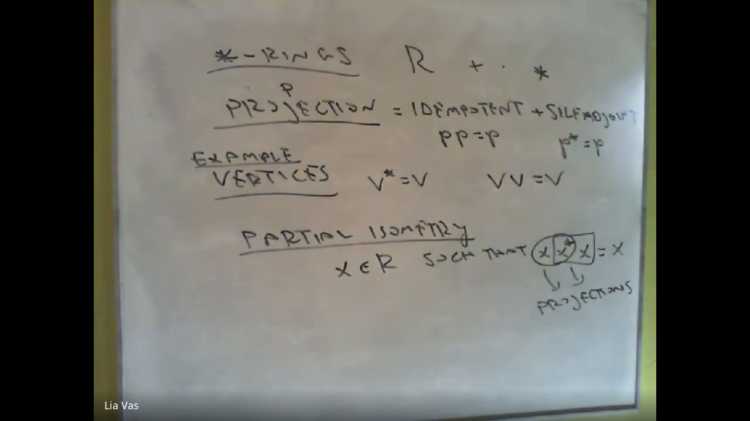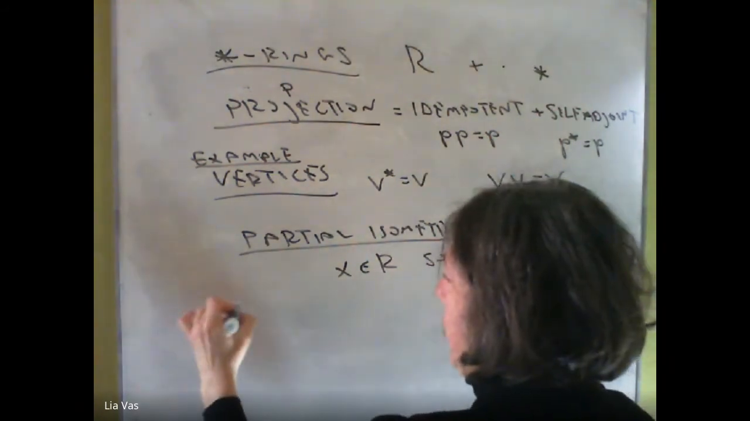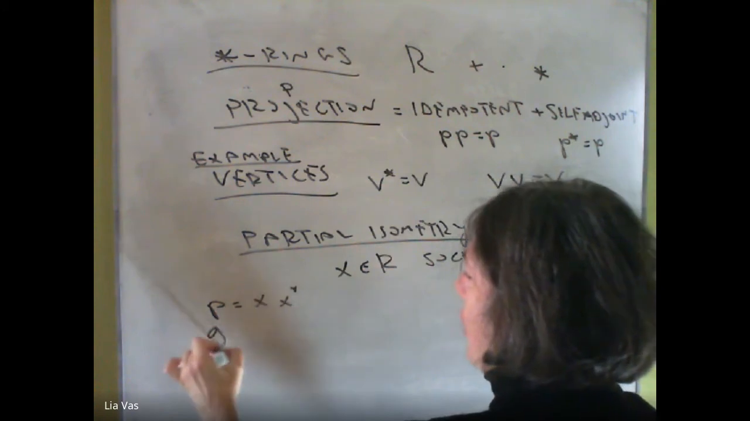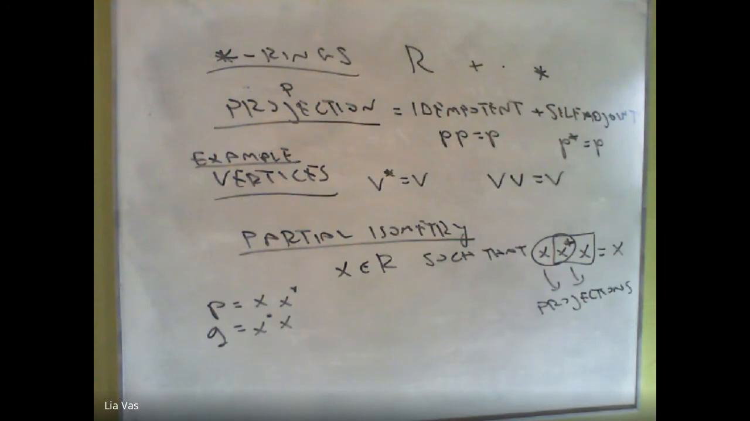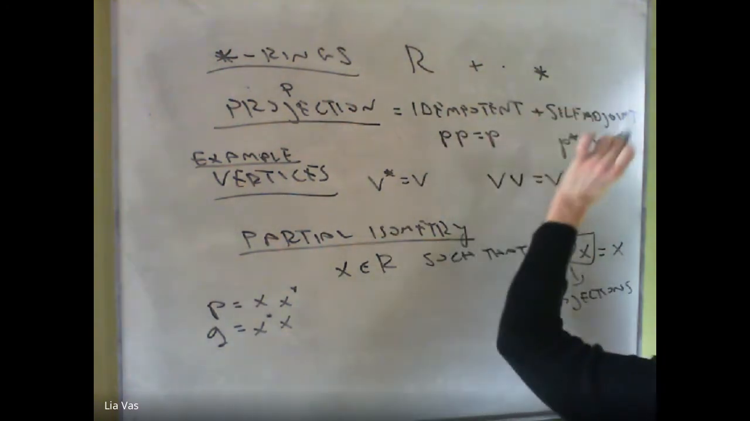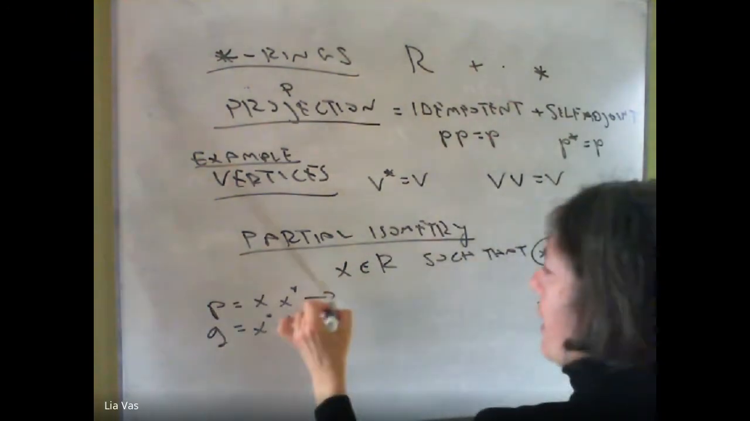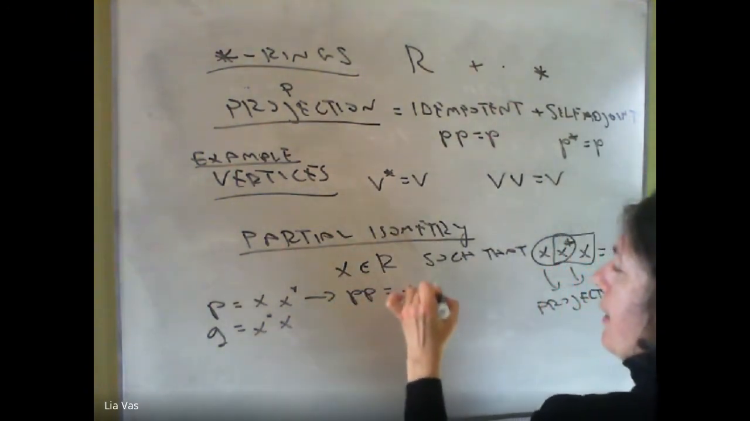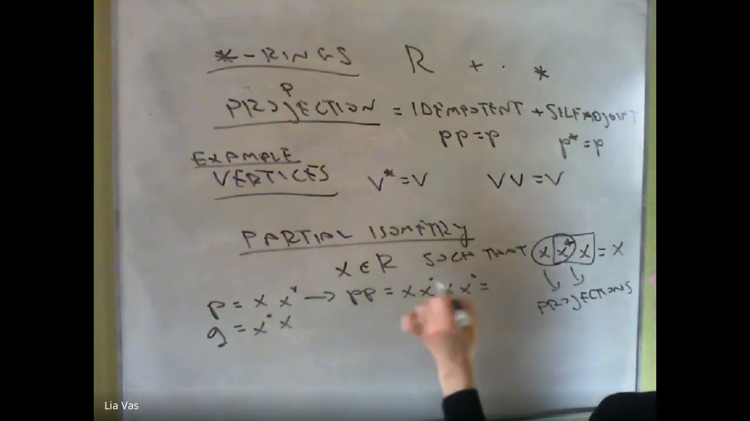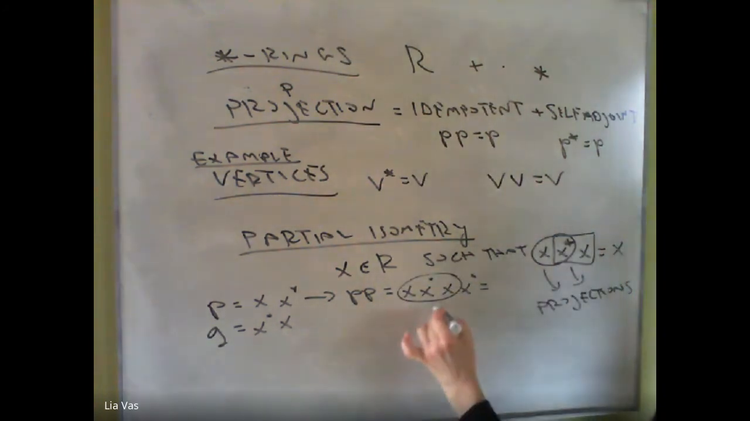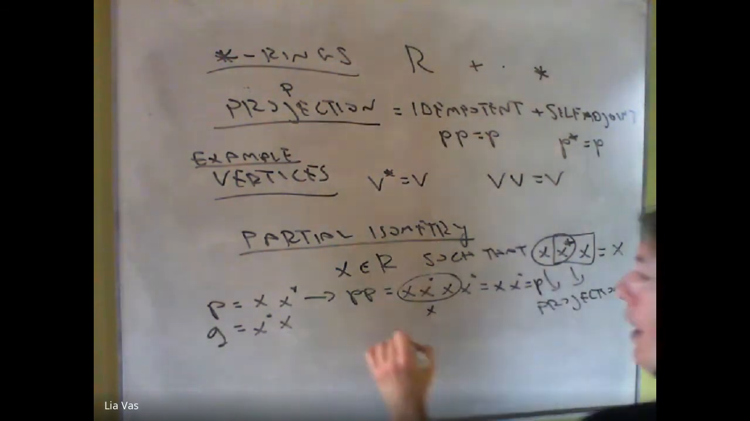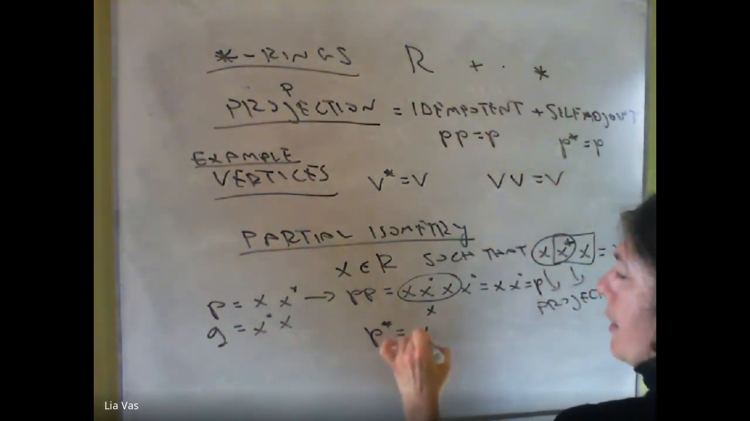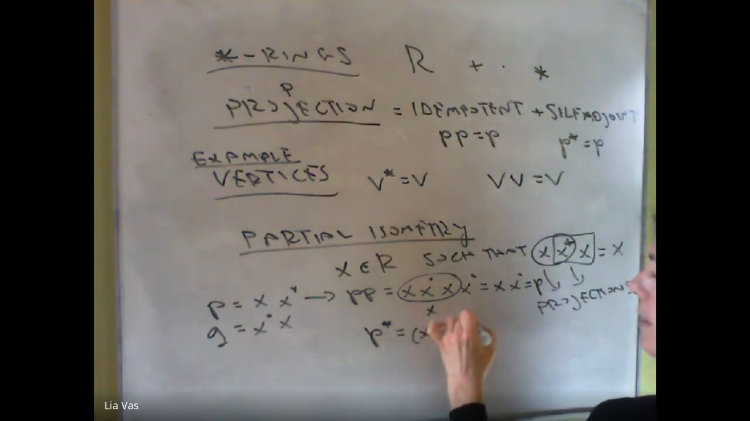Let's see that this is not so hard to see. So let's say that P is equal to X star and Q is equal to X star X, right? I want to convince you that these two things are idempotent and self-adjoint. So let's see what is PP. So this is X star, X star. And we know that X is a partial isometry, so this is X. So this is X star. And what is X star? It is P.